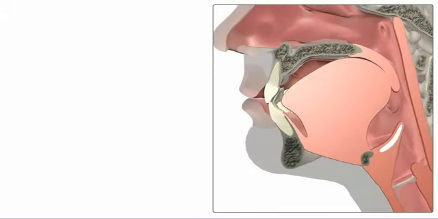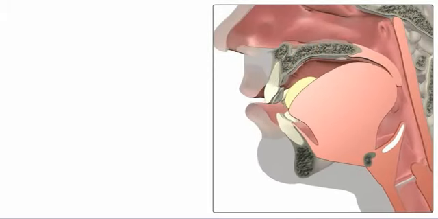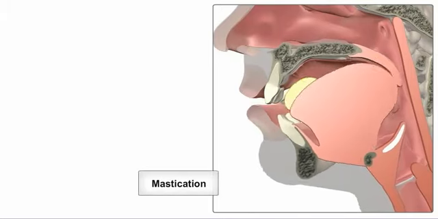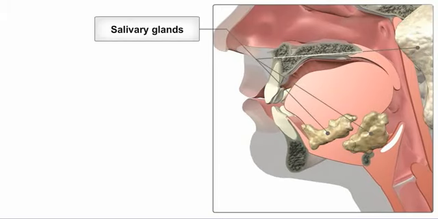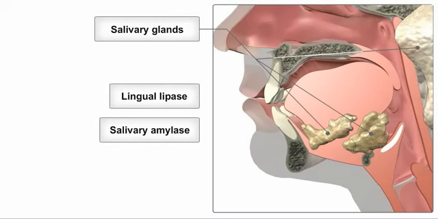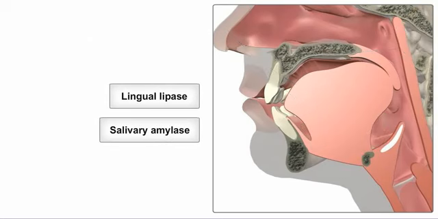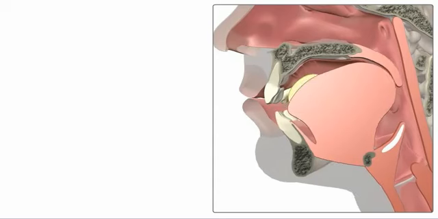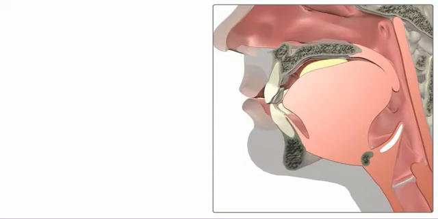Before food is swallowed, it is mechanically broken down in the mouth by chewing, or mastication. The salivary glands secrete the enzymes lingual lipase and salivary amylase. Salivary amylase begins the chemical breakdown of starch, carbohydrates, in the mouth. The water content of saliva helps bind particles together to form a bolus that can be swallowed.